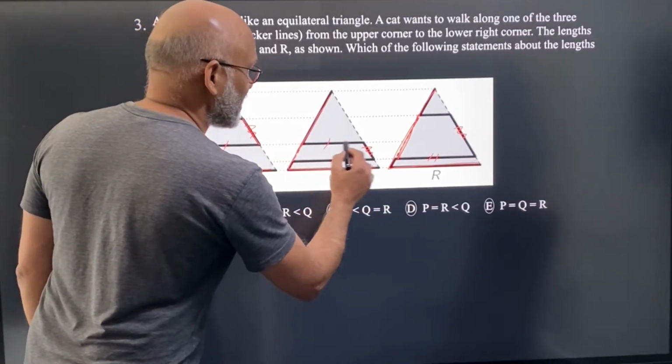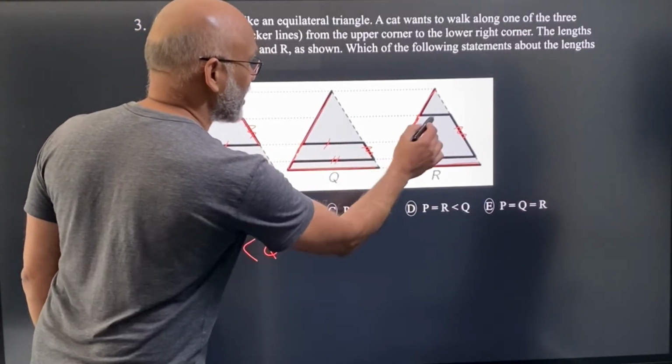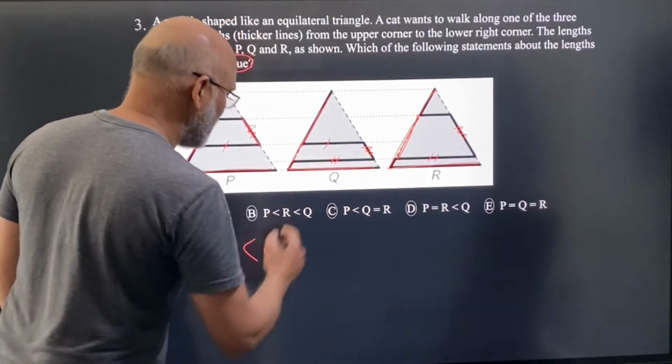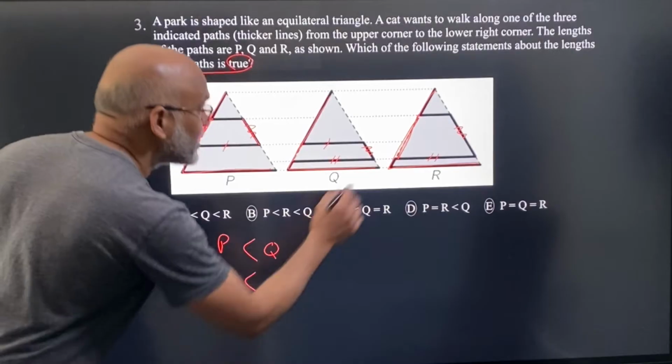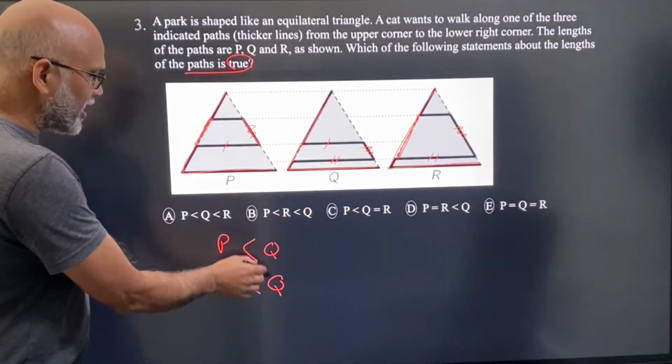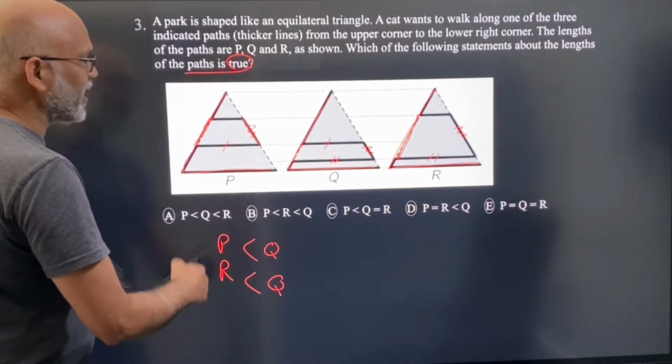But this length is definitely bigger than this because this is closer to the base. We can also see it here. So again, Q is greater than R. Okay, so we know that Q is greater than both P and R. Let's check P and R now.